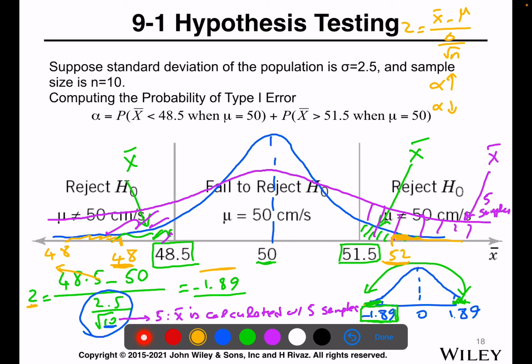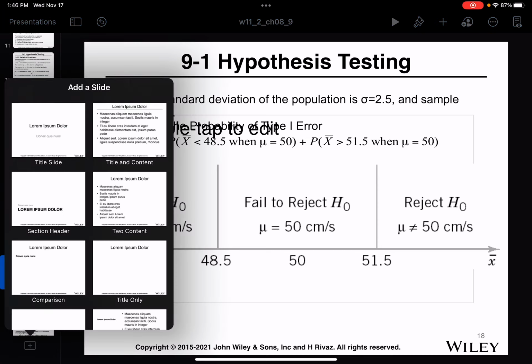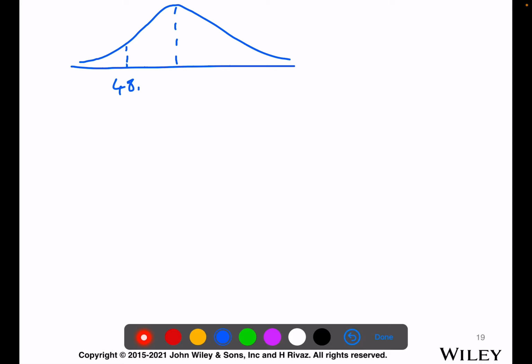So now the question is asking, I think this is too cluttered, so let's add a new one. Okay. So I computed the probability of type 1 error for 48.5 and 51.5, which was this area under the curve.